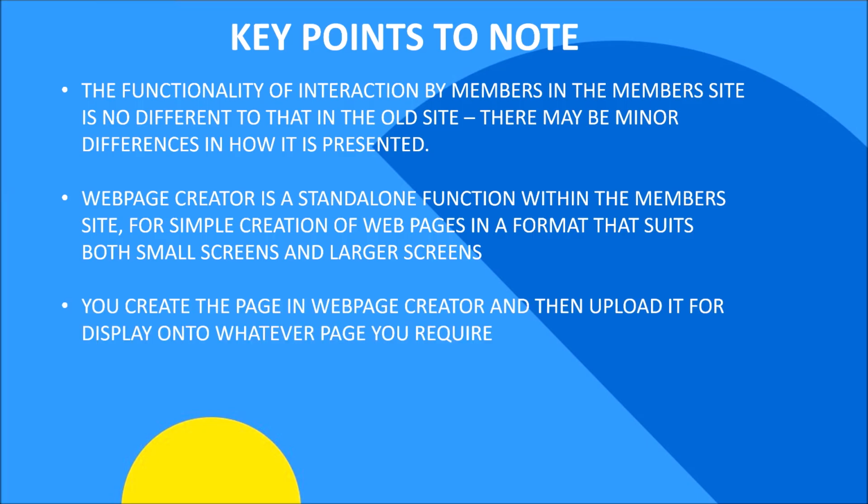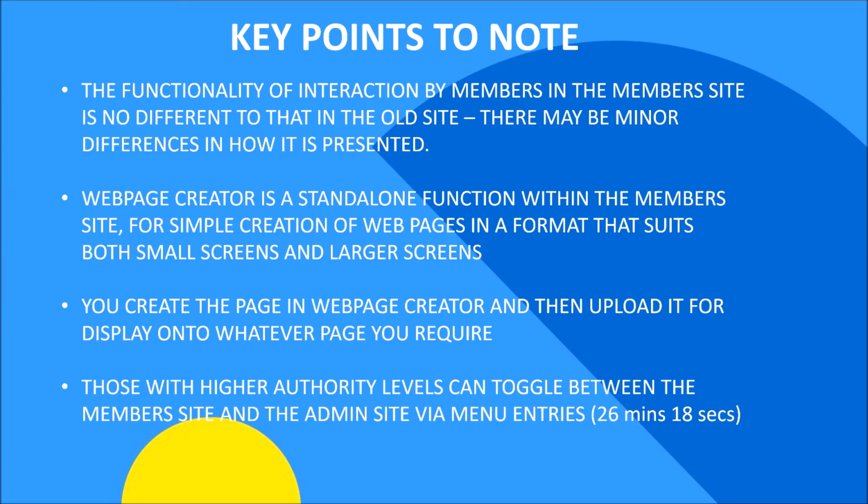What you do is you create the web page in Web Page Creator and then upload it to the member site for display onto whatever page you require. For those members who have got a higher authority level, they can toggle between the member site and the admin site via side menu entries. And you can see this at 26 minutes and 18 seconds into the video.